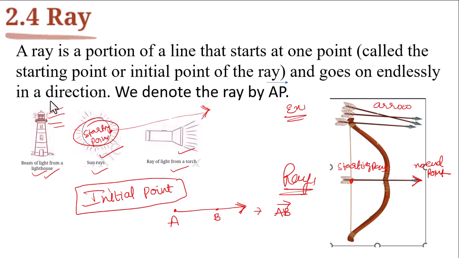Once see the definition. A ray is a portion of a line that starts at one point called the starting point or initial point of the ray and goes on endlessly in a direction. It goes on endlessly in one direction. We denote the ray by AP. So these are examples.